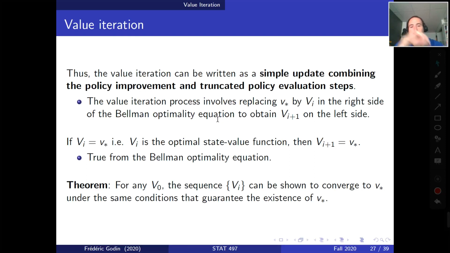Okay, so theorem. Before that, because of the Bellman equation, if ever our current estimate of the value function is v star, then the new estimate of the value function will also be v star. So if our estimate of the value function is already optimal, already perfect, then our new estimate will also be perfect. Why is that the case?